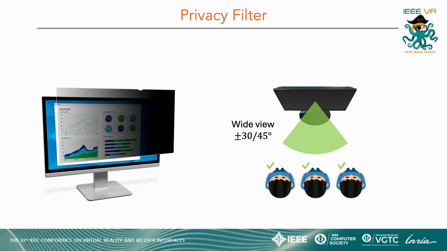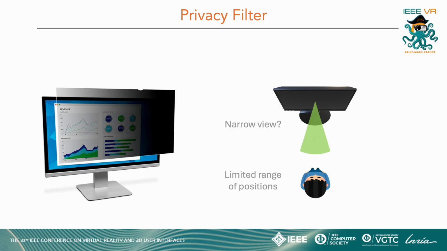Privacy filters for displays are designed to hide visual content from unintended users, while making the displayed information visible only to selected viewers. However, existing privacy filters suffer from a wide viewing field, with the maximum viewing angle ranging from ± 30 to 45 degrees, leaving room for potential compromise of privacy. This limitation comes from the trade-off between privacy and usability.